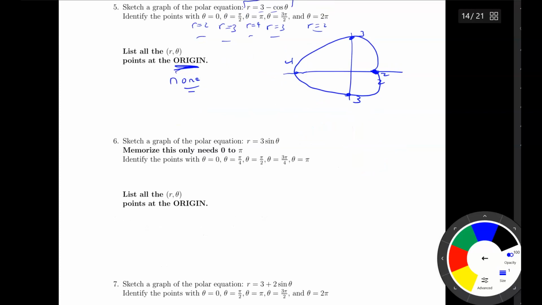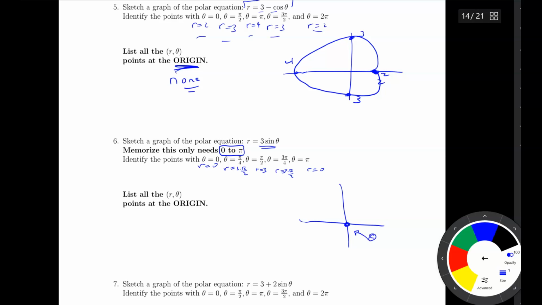All right, let's look at r equals 3 sine theta. Remember, this is one that just takes 0 to pi to go all the way around. So at angle 0, you get r equals 0. Pi over 4, you would get 3 times root 2 over 2. Angle pi over 2, you would get 3. Angle 3 pi over 4, you would get 3 times root 2 over 2. And angle pi, you'd get 0 again. All right, so let's look at what we've got.